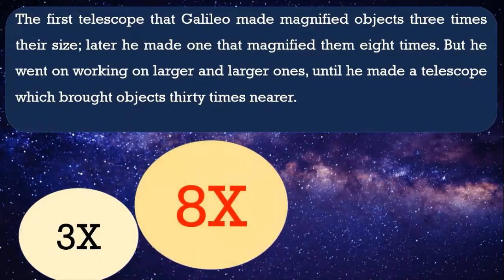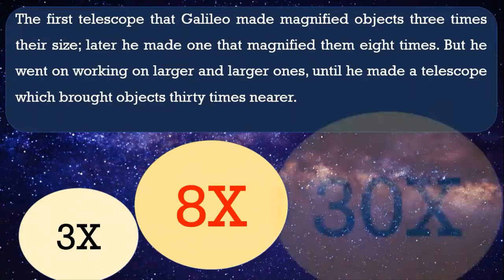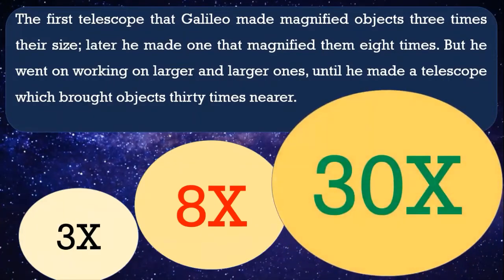When you were in school, you would have seen the microscope, right? You can see the cells which are magnified. Similarly, he made a telescope which is 8 times bigger in size. But then he was still not happy. He made a larger one which is 30 times bigger. Okay, that is how we magnified. So from 3 to 8 and 8 to 30. Clear? So this is how he made the telescope.